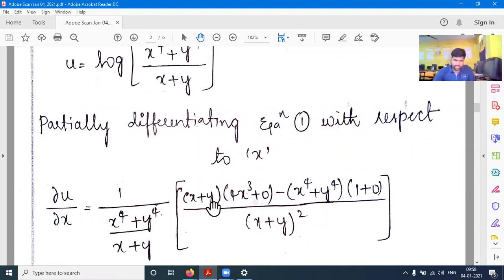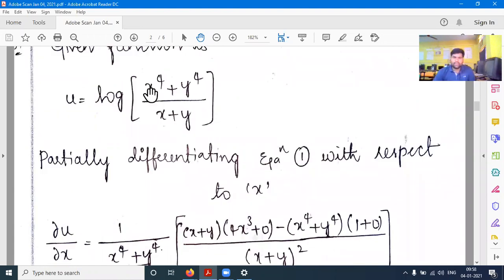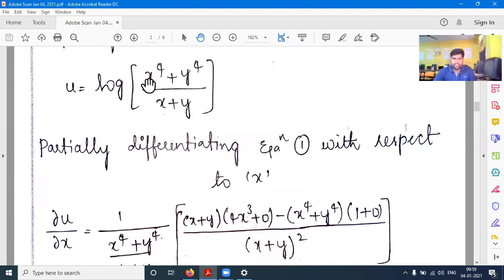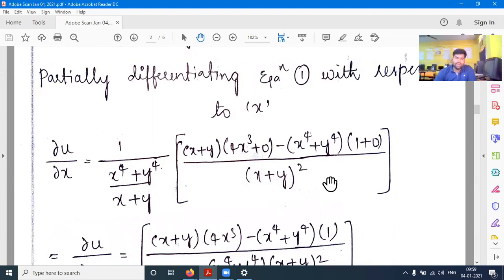So x plus y into the differentiation of the numerator, x to the power of 4 plus y to the power of 4. With respect to x, y to the power of 4 is 0. So the differentiation of x to the power of 4 is 4x cube, minus numerator x to the power of 4 plus y to the power of 4 into the derivative of the denominator, that is x plus y, whose differentiation is 1 plus 0, divided by x plus y whole square.